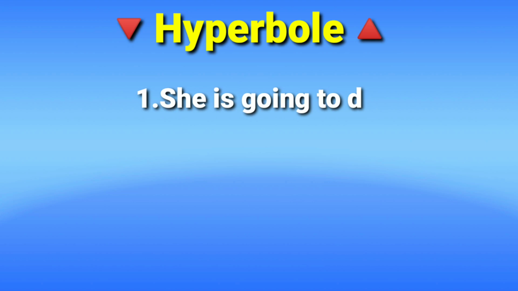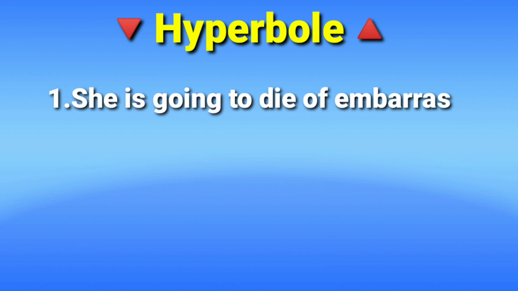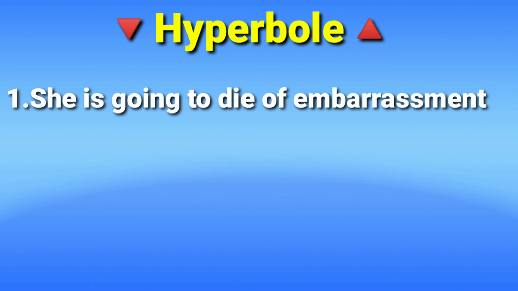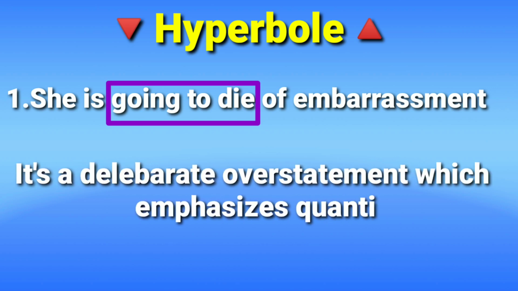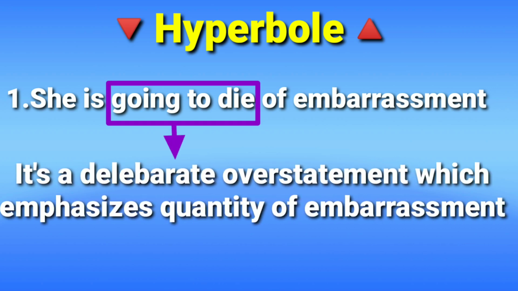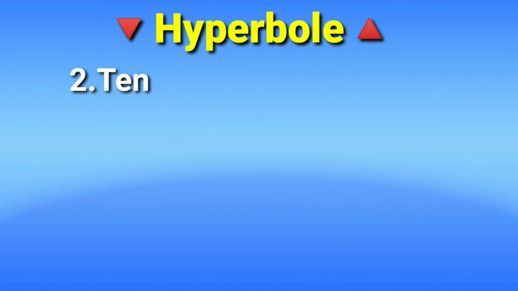She is going to die of embarrassment. Of course it is extreme overstatement, and the purpose of that overstatement is to emphasize the quantity of embarrassment. She is not actually going to die, but she wants to say that she is so embarrassed as if she is going to die of it.